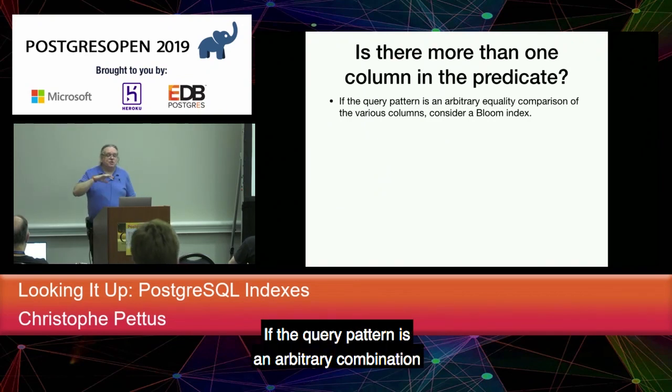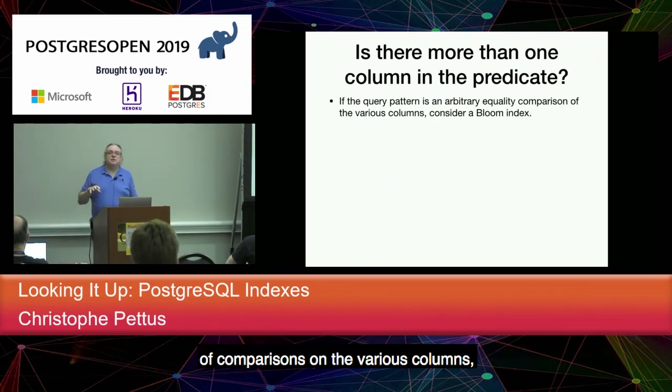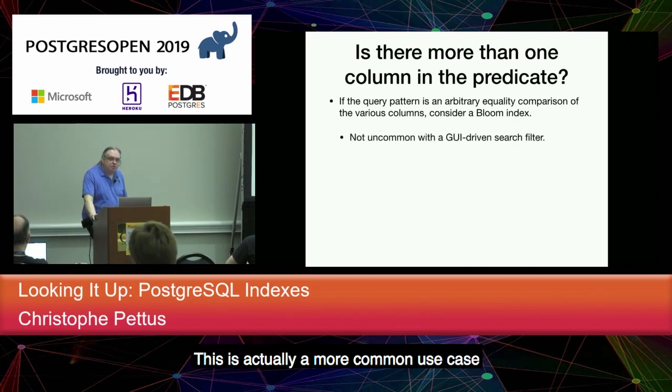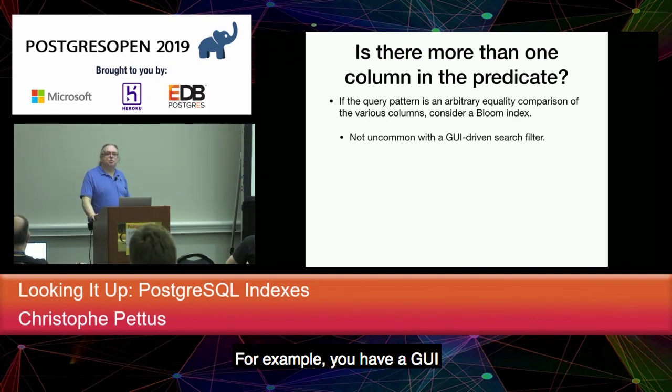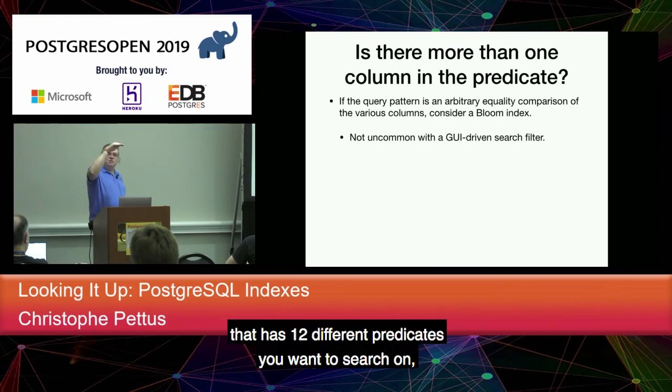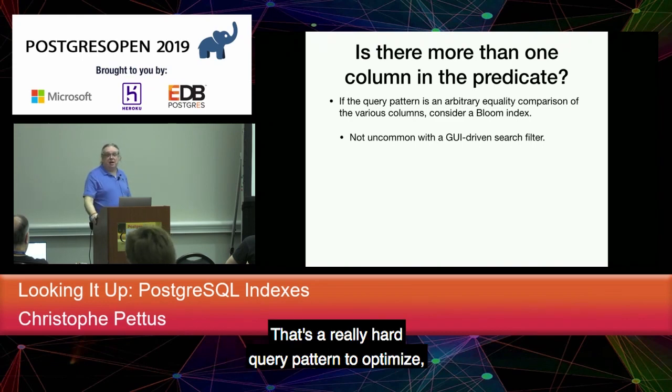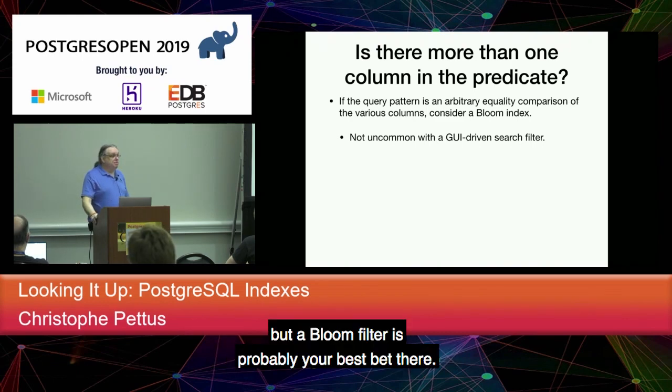If the query pattern is an arbitrary combination of comparisons on the various columns, consider a Bloom index. This is actually a more common use case than you might expect. For example, you have a GUI that says search that has 12 different predicates you want to search on, and the user gets to just type them. That's a really hard query pattern to optimize. But a Bloom filter is probably your best bet there.